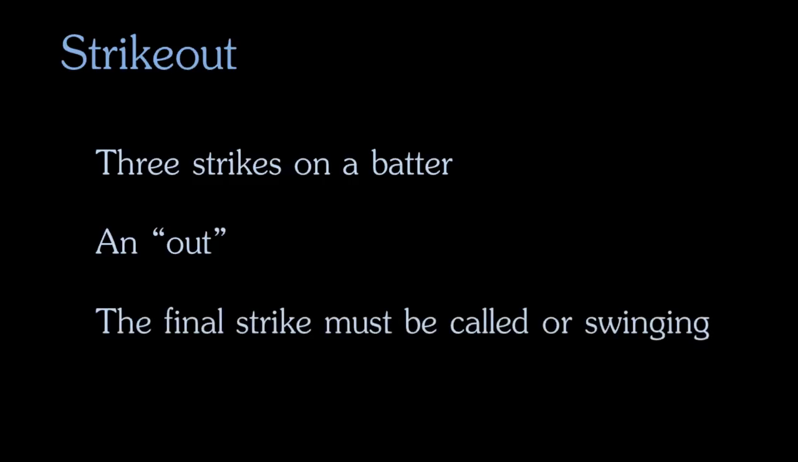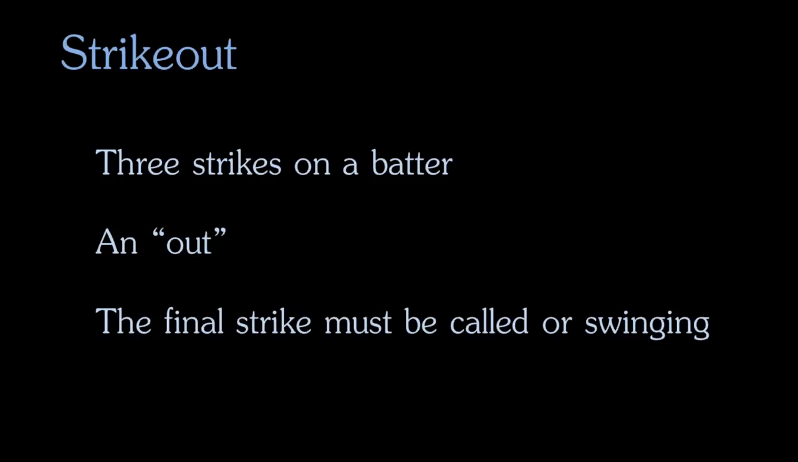A strikeout, or any out, is what the pitcher is trying to get, and this is what the batter is trying to avoid. So the last thing to say about a strikeout is that the 3rd strike must come either on a called strike or a swing and a miss, which is also called a swinging strike. This is another way to say that you cannot strike out on a foul ball.